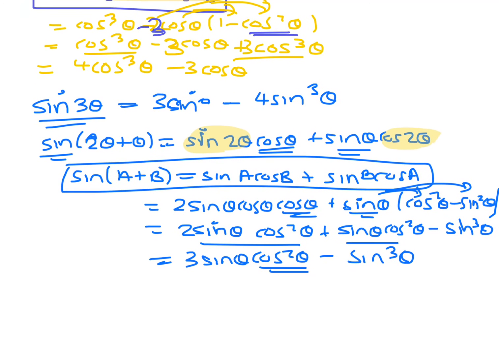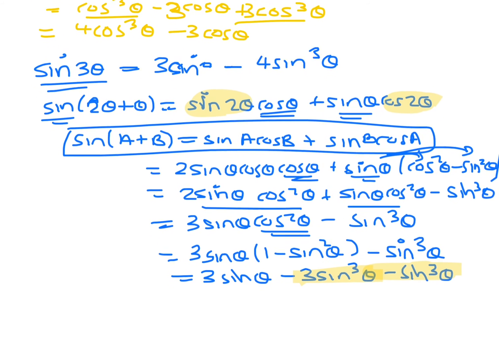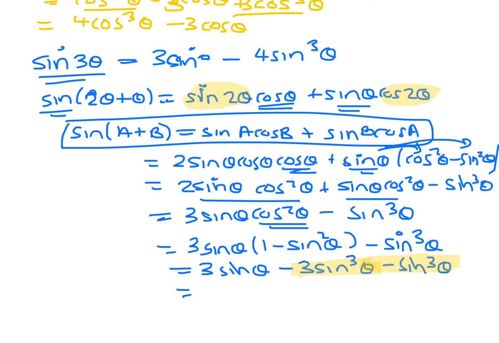And then we take the cos squared and use the identity. So it's 3 sine theta times 1 minus sine squared theta, minus sine cubed theta. That would be 3 sine theta minus 3 sine cubed theta minus sine cubed theta. Then if you collect the like terms, that gives you 3 sine theta minus 4 sine cubed theta. Proven. So that proves that.